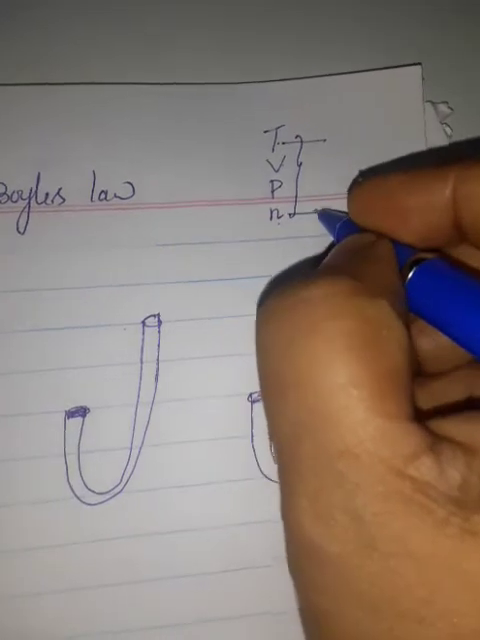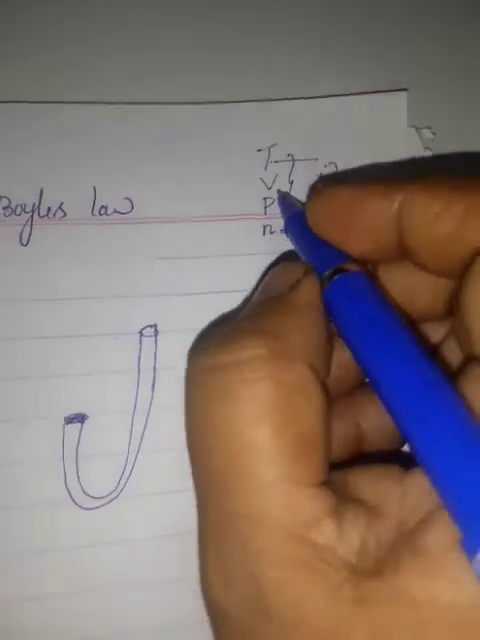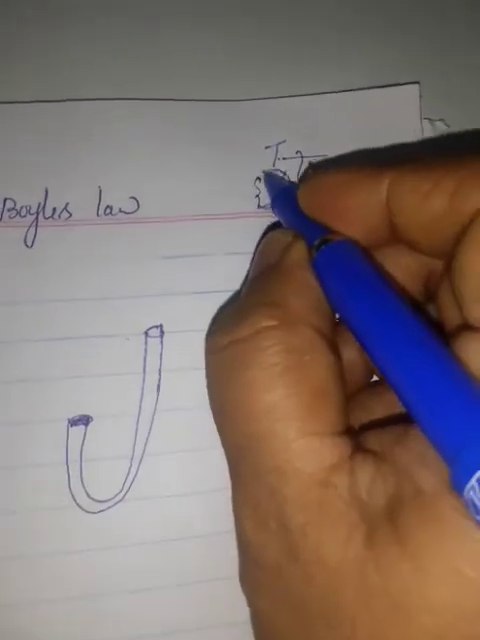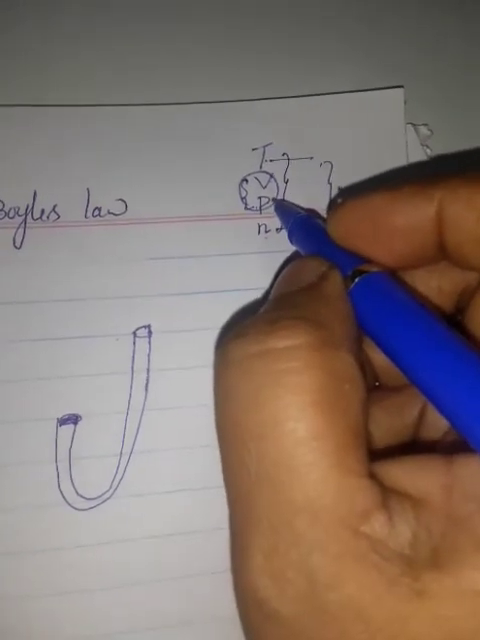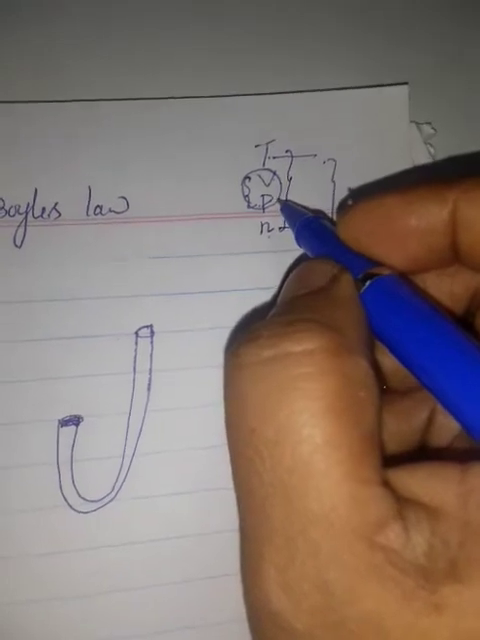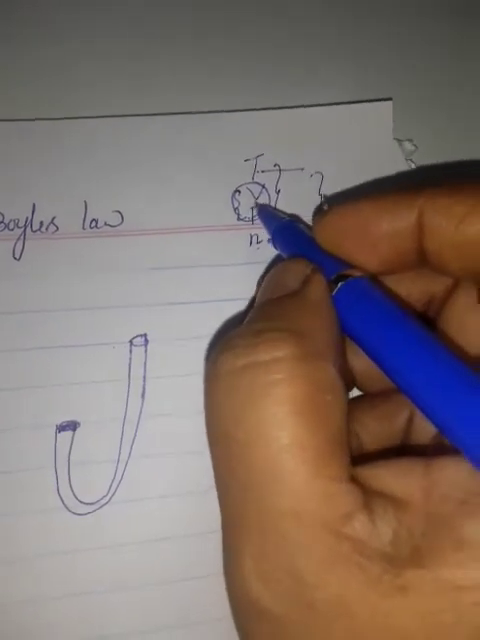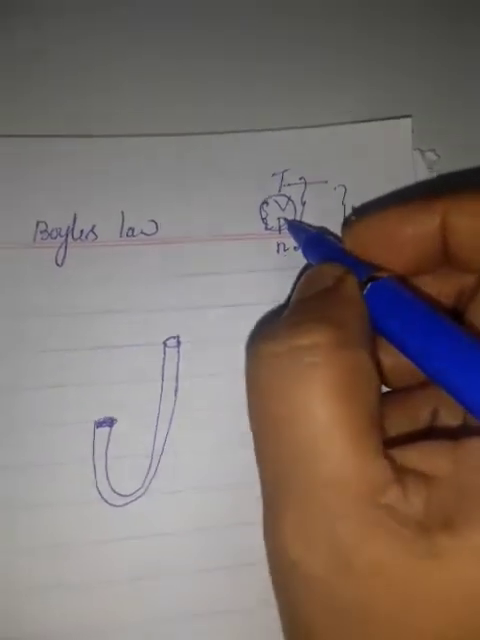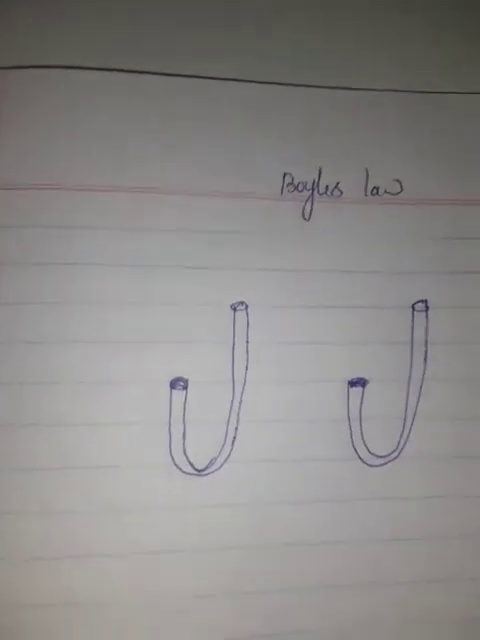If temperature and number of moles are kept constant, what is the relationship between pressure and volume? This was studied by Robert Boyle by an experiment, and he gave the law, Boyle's law. So a simple experiment we are going to learn, for knowing the pressure-volume relationship. For that he performed one experiment.